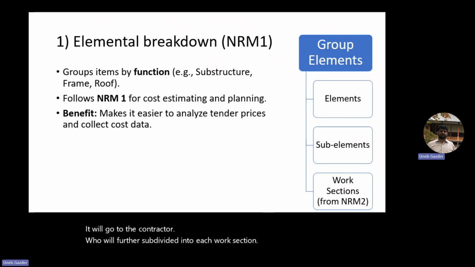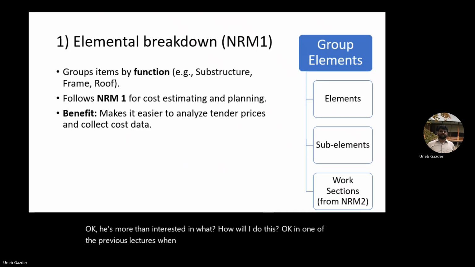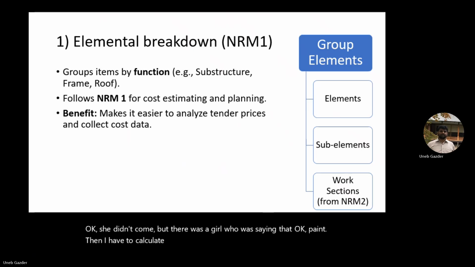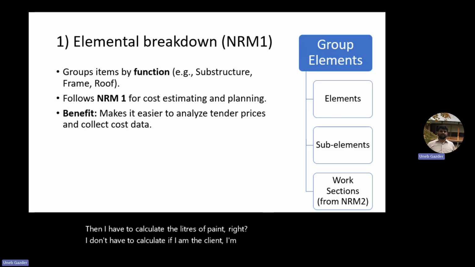Because he has to now plan the work, right? He is more interested in how will I do this? In one of the previous lectures, when I said paint, a student said I have to calculate the liters of paint, right? I don't have to calculate. If I am the client, I'm not interested in how much paint I need, when I need it and where I will store it. But the contractor has to worry about these things. So the contractor is more interested in the work sections, each and every detail of the work section.